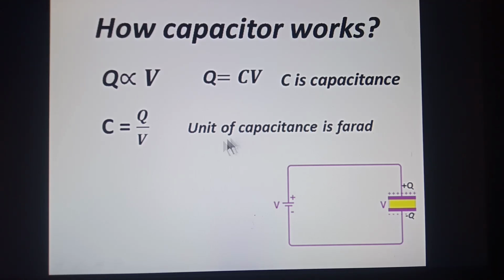1 farad is the capacitance if 1 coulomb charge on the plates of a capacitor produces a 1 volt potential difference across its plates. Students, farad is a big unit. Usually we use the smaller units of capacitance. They are microfarad and picofarad. 1 microfarad is equals to 10 raised to the power minus 6 farads, and 1 picofarad is 10 raised to the power minus 12 farad.